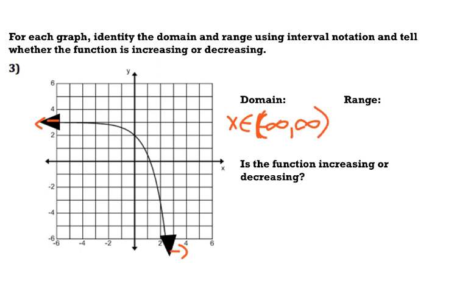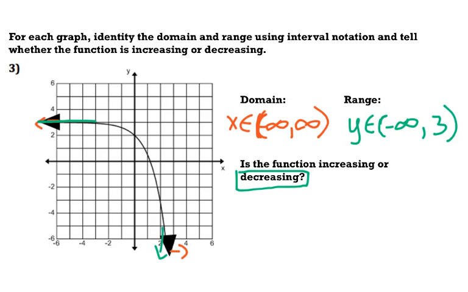Now the range, we're looking at how far it goes down. Notice it keeps going down, and that arrow is pointing down. So y is an element from negative infinity to, as it comes up, notice how it gets closer and closer to this value. And that value is 3. So our range is negative infinity to 3. So this function, as we move from left to right, it bends and goes down, so it will be a decreasing function.